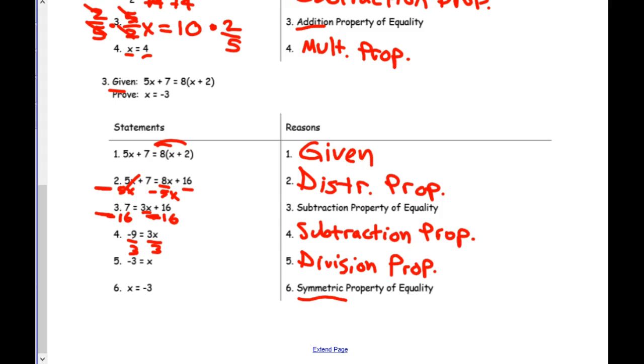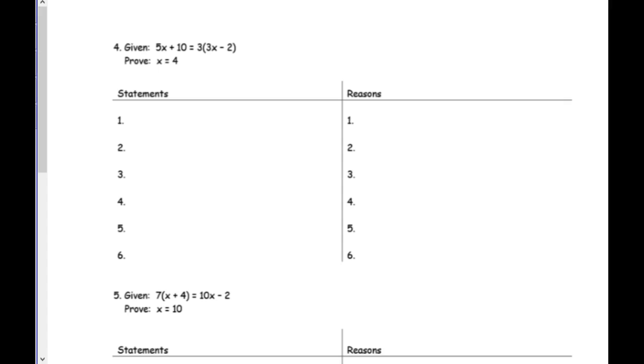Now, why did they flip it over? We want x to be on the left. Okay, so again, when you're solving, you can solve for x on the right, but your last step, flip it over, put x on the left, okay? Because we want to know what x equals. All right? Now, if you thought that was hard, go to the next page.